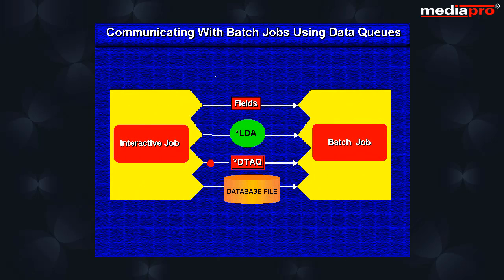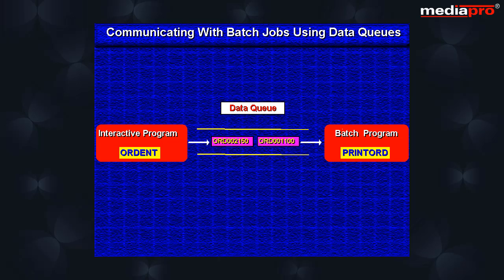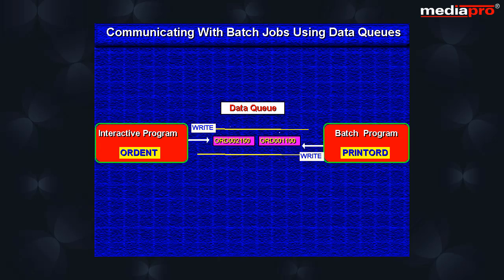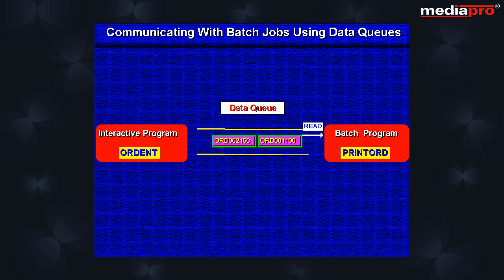We can also use data queues to pass information to a batch job. Let us first look at data queues. A data queue is an AS400 object that has been optimized for communication between jobs on the AS400. As the name itself implies, jobs can put entries into the queue and also read the entries from the queue. Once a job reads an entry from the queue, the entry is removed from the queue. The data queue is not meant for long-term storage of data or for storing large volumes of data.